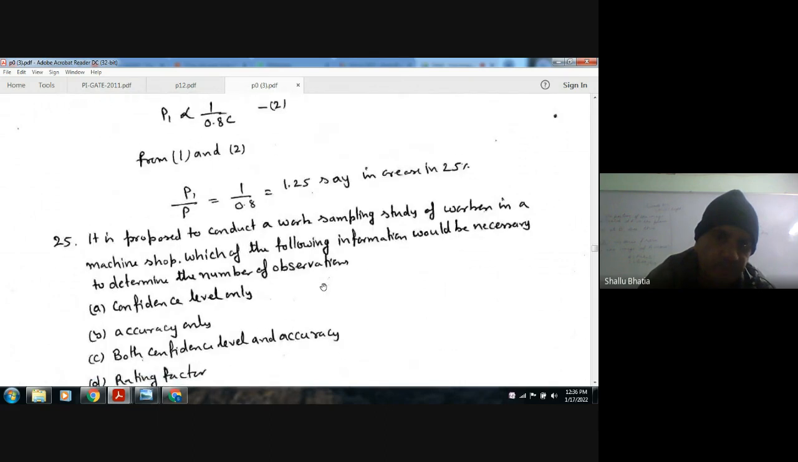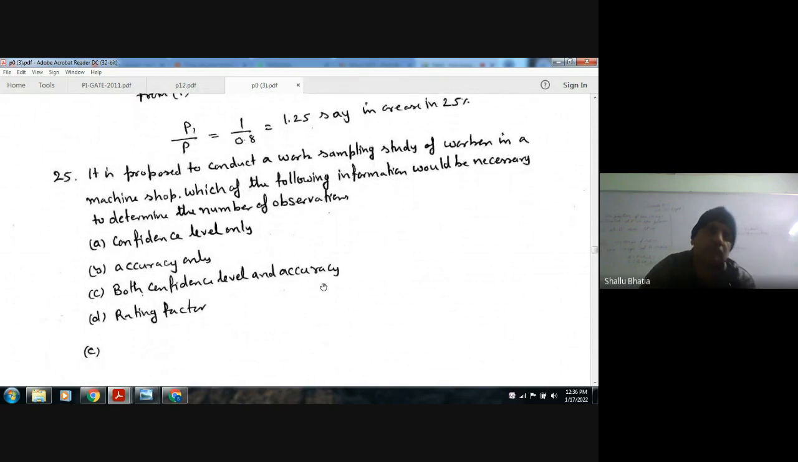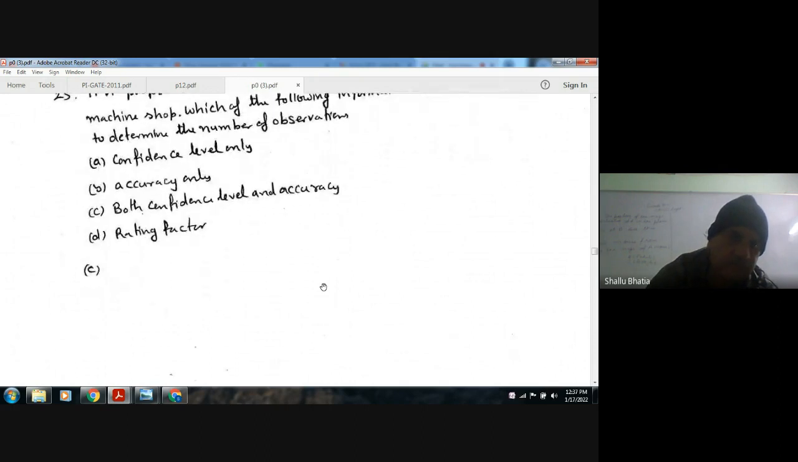So the answer is C. Next, it is proposed to conduct a work sampling study of workers in a machine shop. Which of the following information would be necessary to determine the number of observations? Option A confidence level only, B accuracy only, C both confidence level and accuracy, D rating factor. In work sampling, both the confidence level and accuracy are required to determine the number of observations. The answer is C.